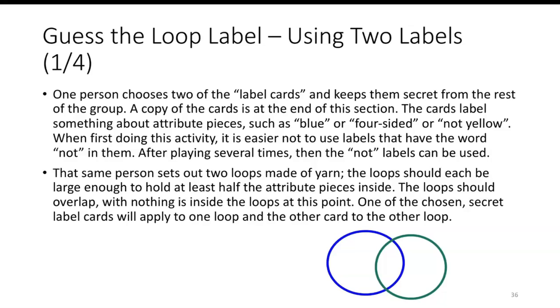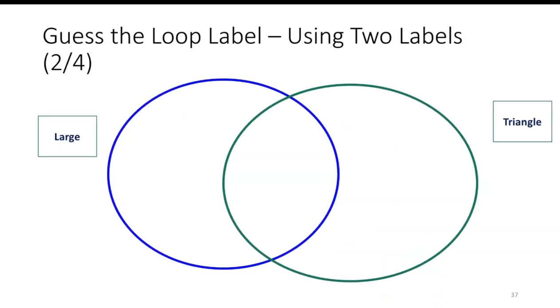That same person sets out two loops of yarn. The loops should each be large enough to hold at least half the attribute pieces inside, and the loops should overlap, with nothing inside the loops at this point. One of the chosen secret label cards will apply to one loop, and the other card to the other loop. So, for example, maybe something like this, where I'll have one loop that deals with large pieces, and a second loop that deals with triangles.